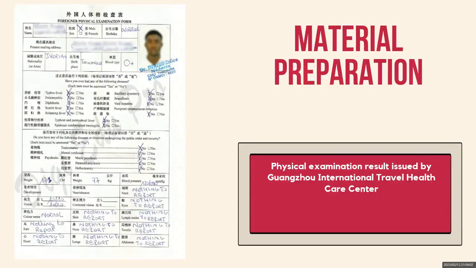So here is also an example of the physical examination record issued by Guangzhou International Travel Health Care Center. This is an example of it. Normally, as I mentioned, there are two papers the examination department will give you. First of all, this one, and they will give you another closed, sealed paper, which you will not open, of course, until the immigration opens it there. So you need to keep it with you until you go to immigration.